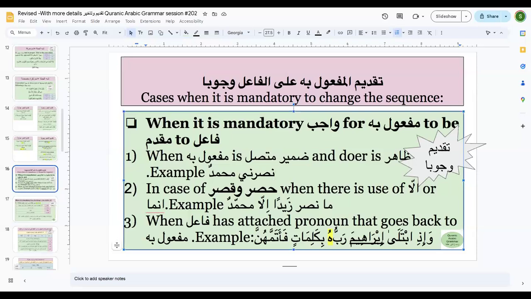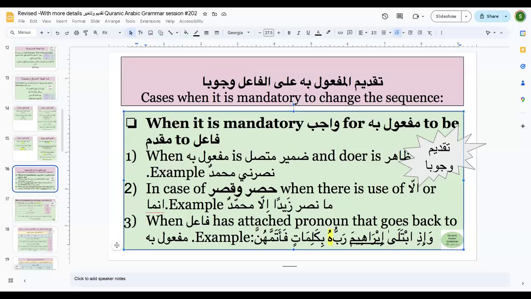Only Muhammad helped Zaid. For that to be the way it is, Muhammad has to be after Zaid. Is this clear to all of you? Or another example, Man yaghfiru dhunuba illa ant. Man yaghfiru dhunuba illa Allahu. Who will forgive the sins except for Allah? Everyone with me so far?